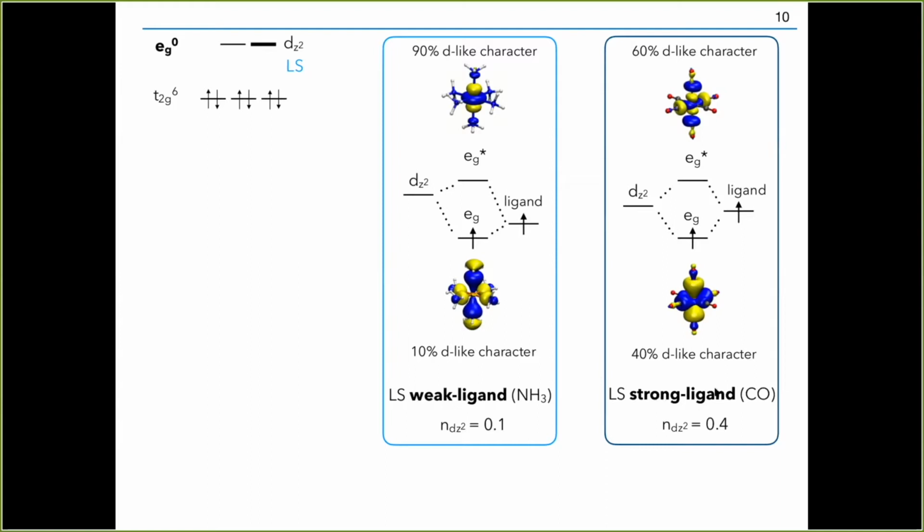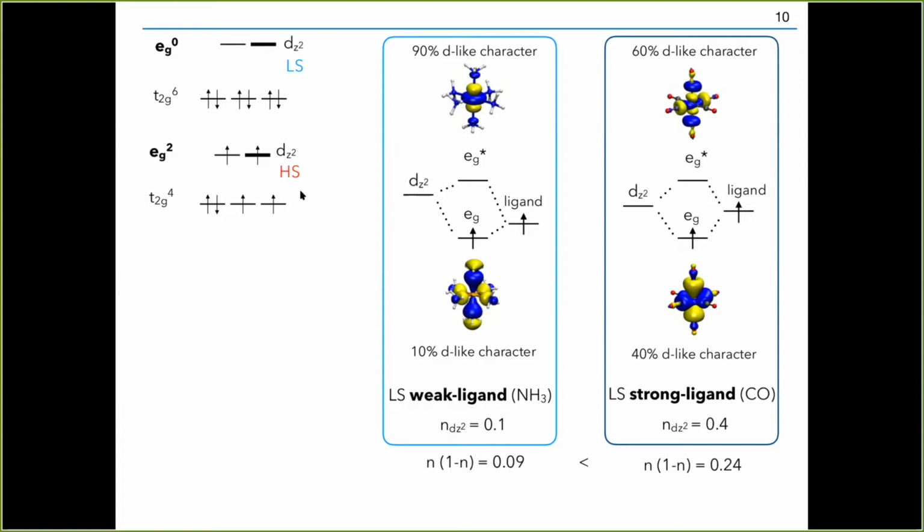So when we pass to stronger ligand field complexes, for example, CO, of course, the d-like character of the occupied eg state increases as well, giving rise to an occupation matrix element larger compared to the case of the weak ligand cases, and a summation term that is larger as well. So here we can see why we see this trend across the series from weak ligand to strong ligand.